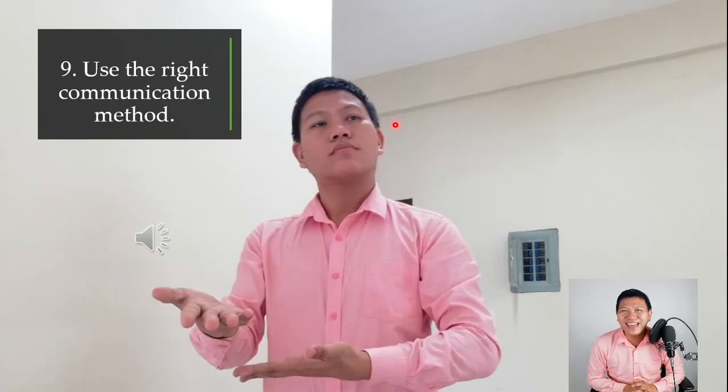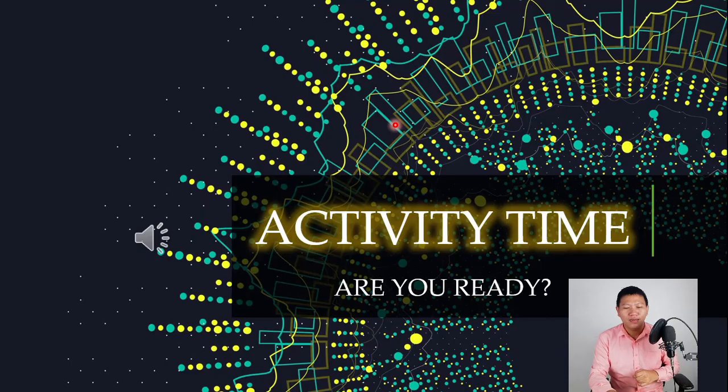And number 9, you have to use the right communication method. When is the right time we use verbal? When is the right time we use non-verbal? When is the right time you speak? When is the right time you write? Okay, you have to know that. Proper timing. So those are the 9 effective strategies. Those are the 9 strategies to be an effective communicator.